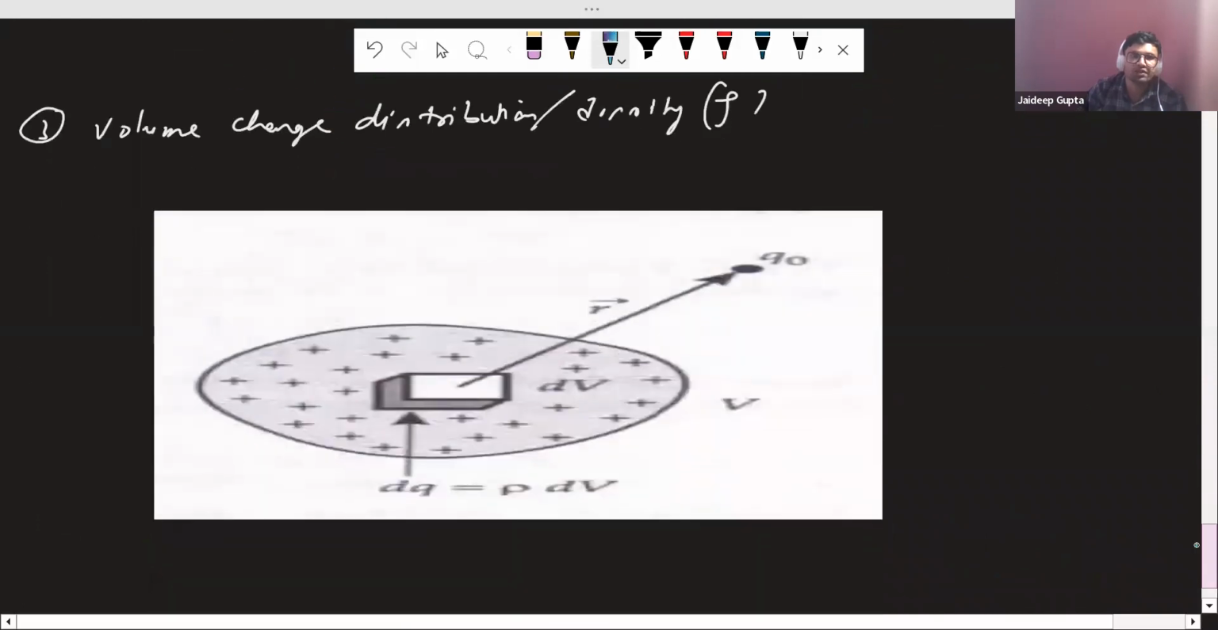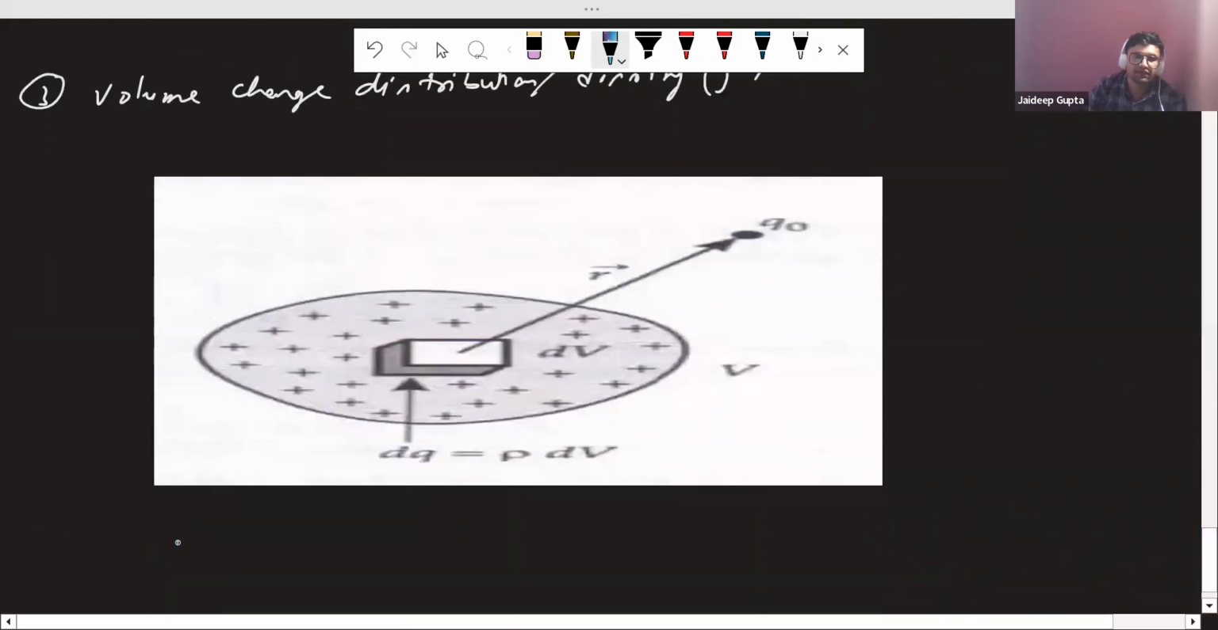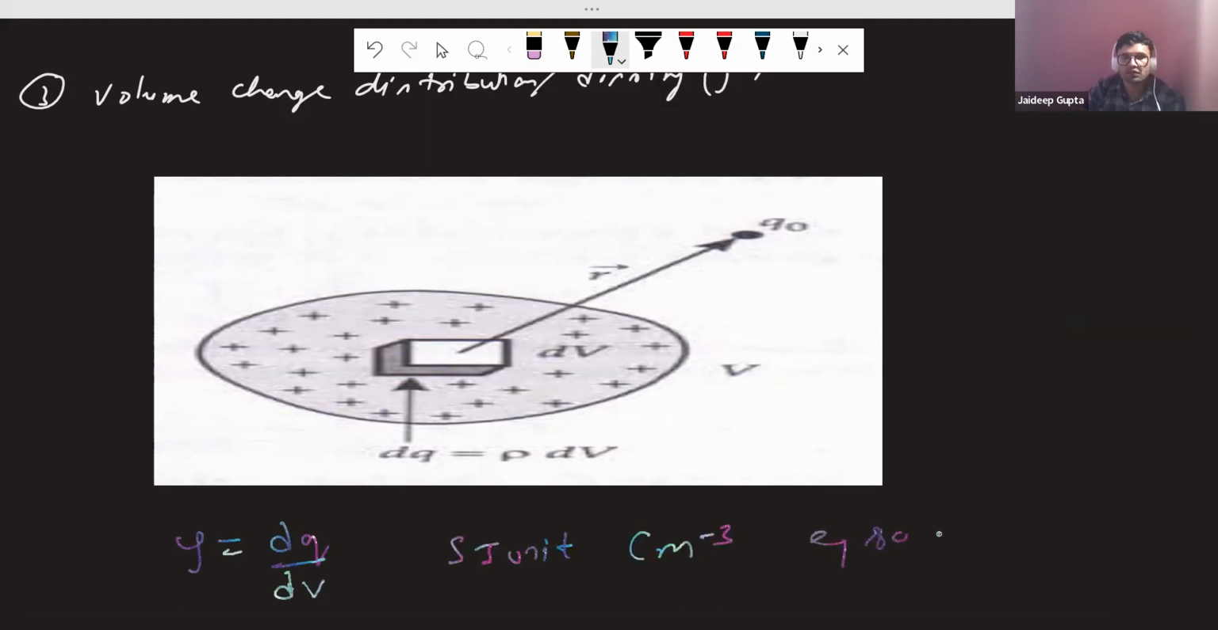Likewise, volume charge density is denoted by rho. It is defined as charge per unit volume. Its SI unit is coulomb per meter cube. Example, solid sphere. So whenever we deal with a solid cone or solid sphere, we will take volume charge density.